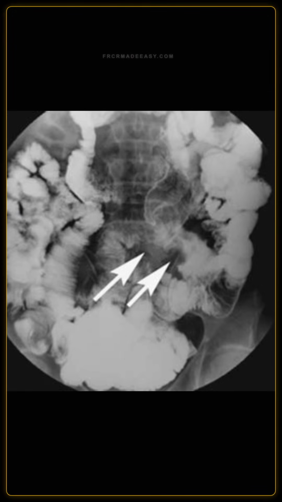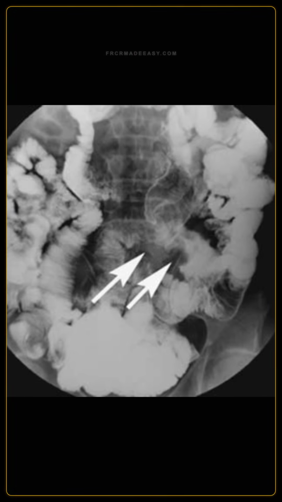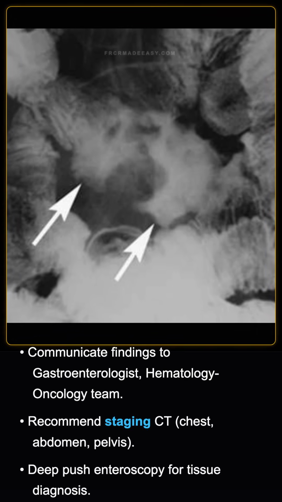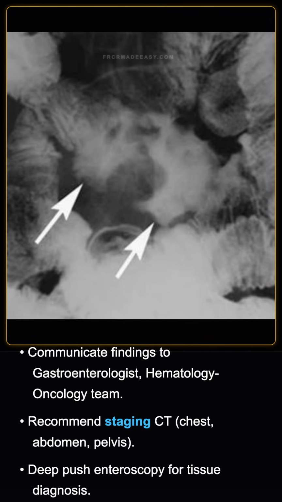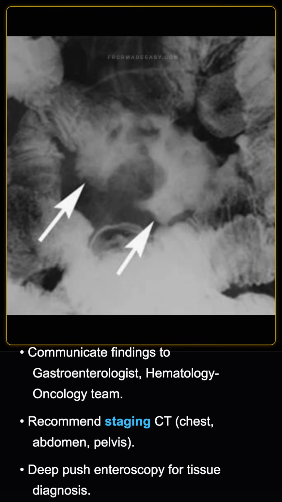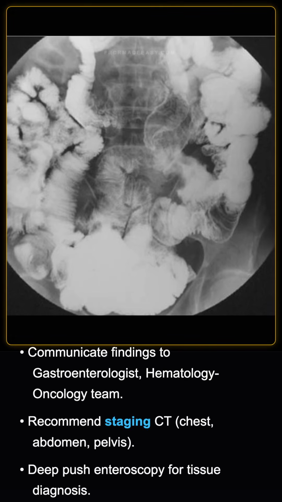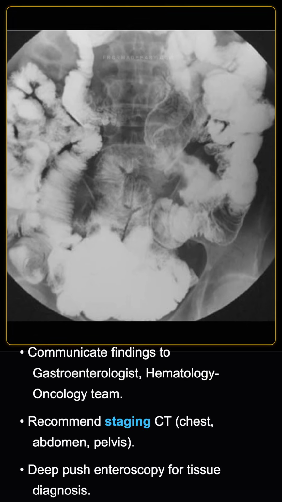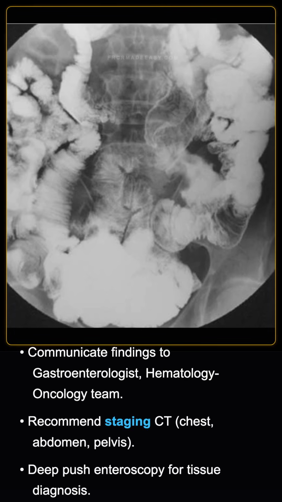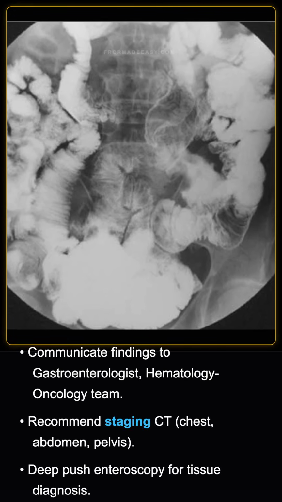How would you manage this patient as a radiologist? I would immediately communicate the findings to the patient's gastroenterologist and the hematology-oncology team, raising the high suspicion for a complicating T-cell lymphoma. I would recommend a staging CT of the chest, abdomen, and pelvis to assess for lymphadenopathy and a deep push enteroscopy to obtain a definitive tissue diagnosis.